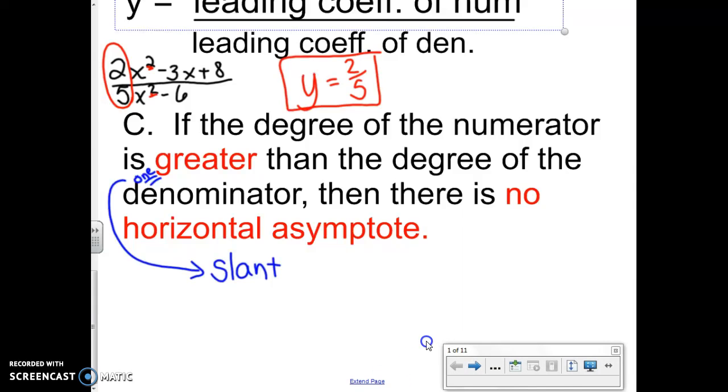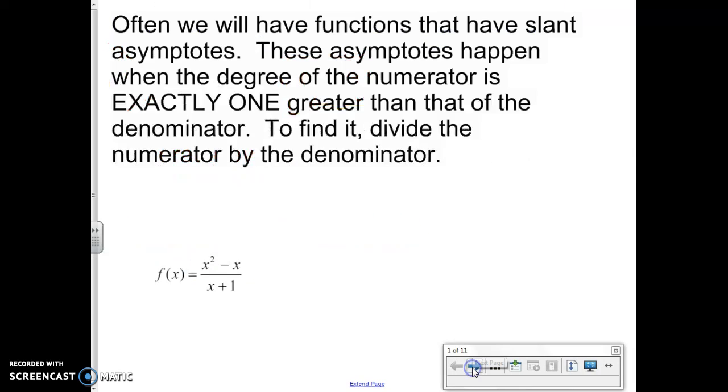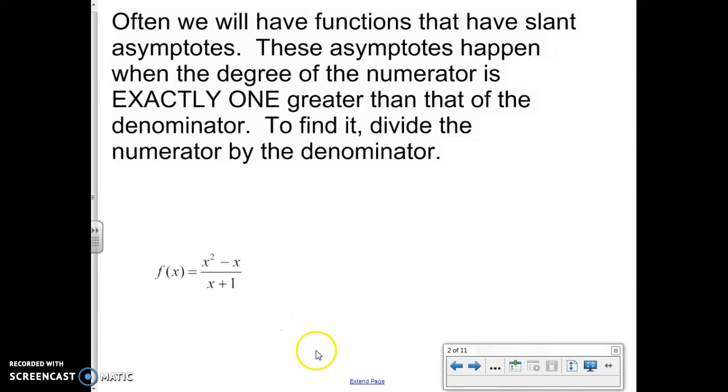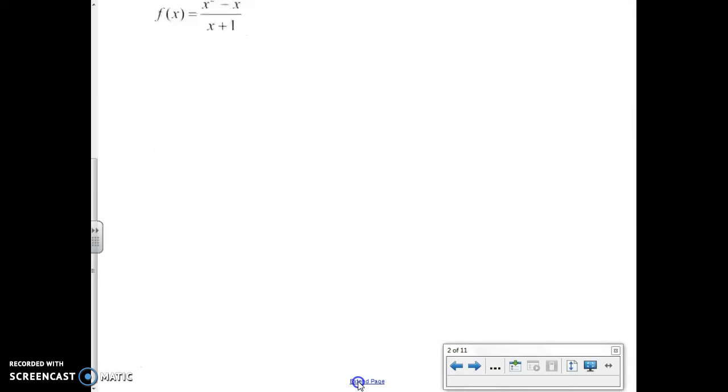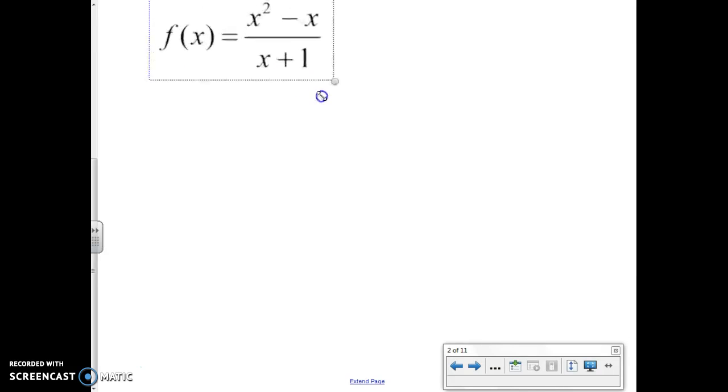No options. All right. So often we're going to have functions that will have slant asymptotes. They're going to happen when the degree of the numerator is exactly 1 bigger than that of the denominator. And in order to do that, you have to divide your numerator by your denominator, which is why we just did that whole unit on division. So if this is my problem, let me see if I can make that bigger. I can.